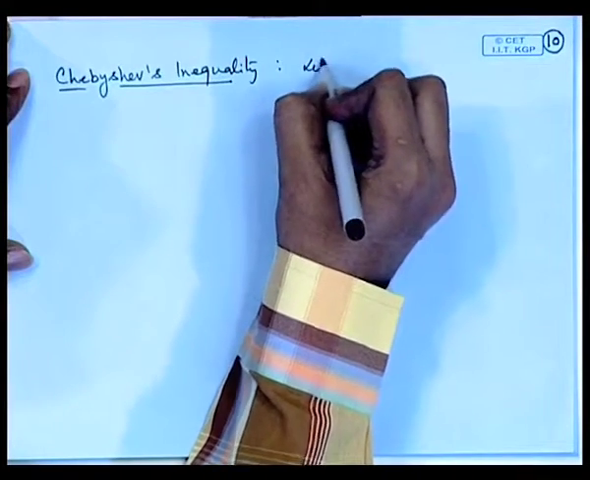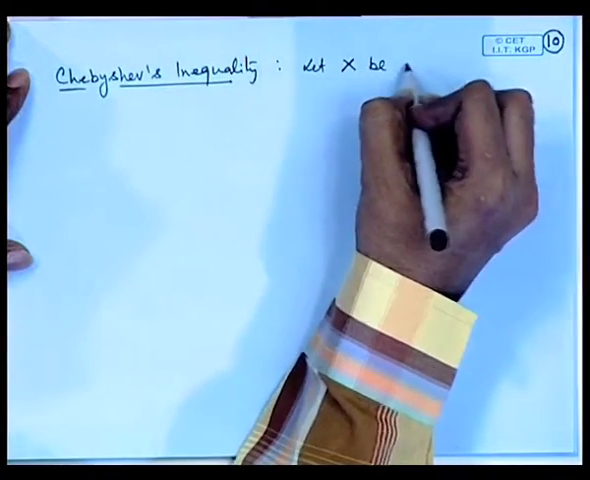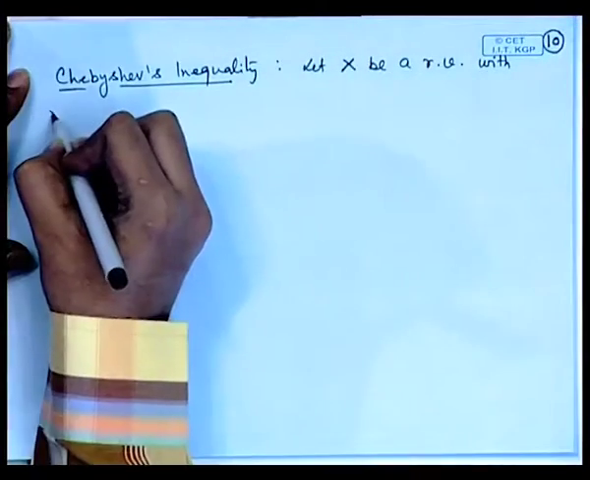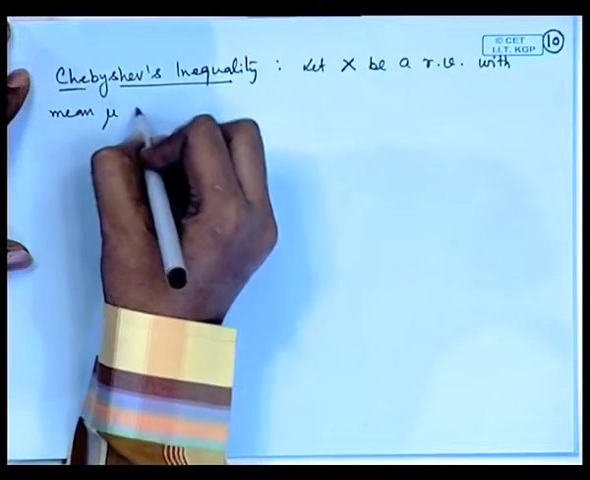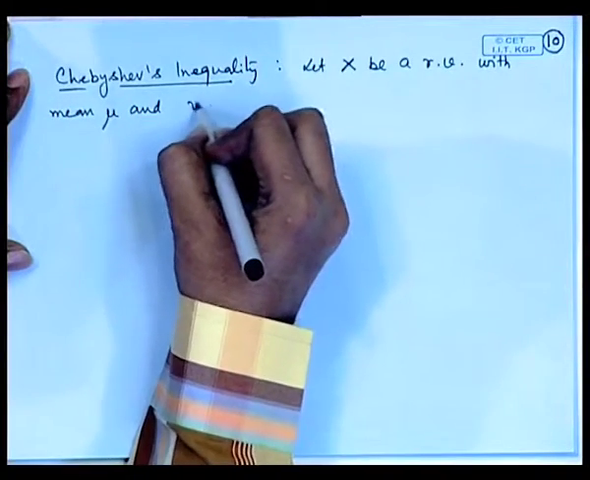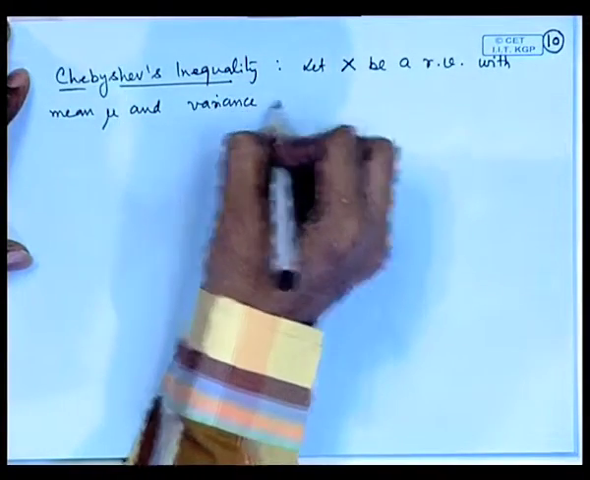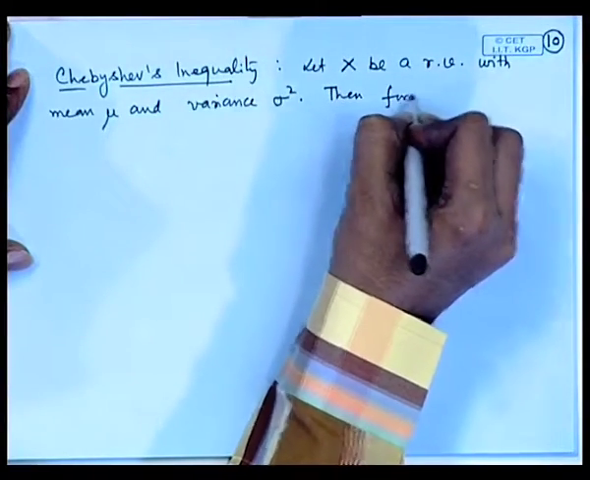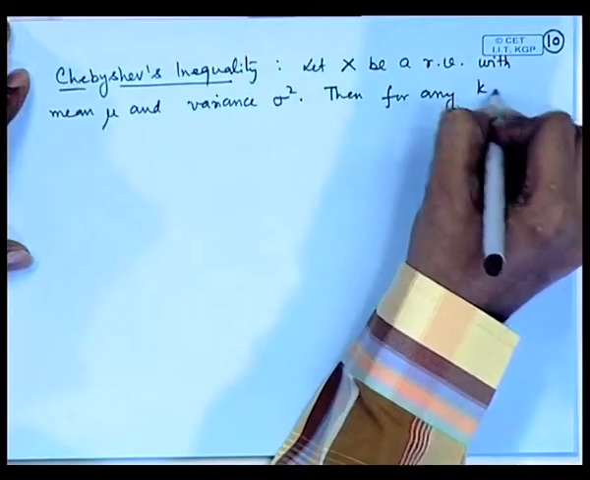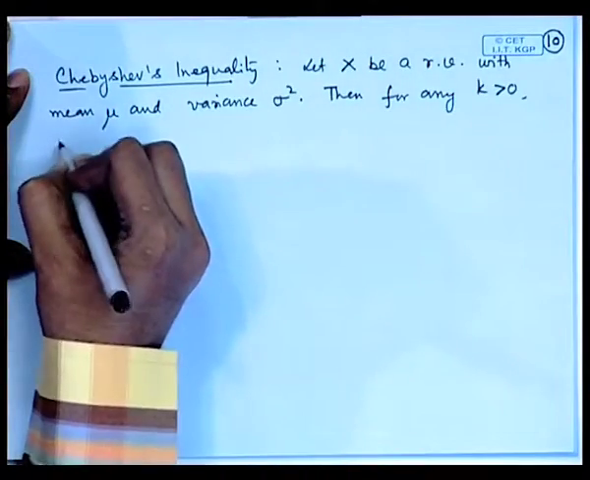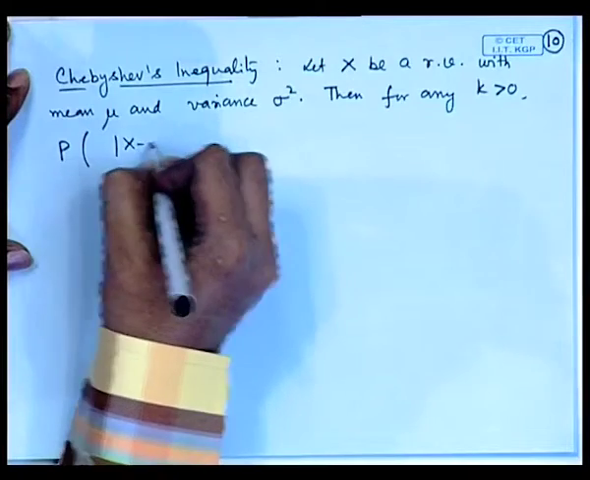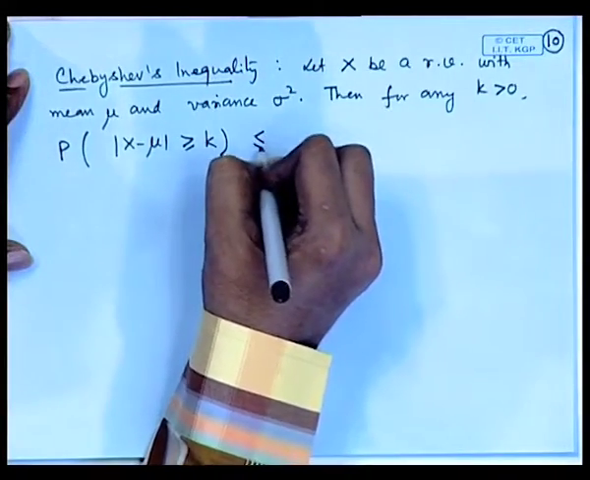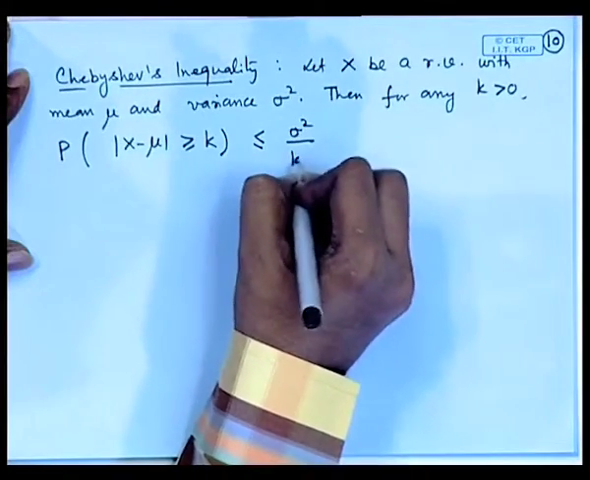Let x be a random variable with mean mu and variance sigma square. Then for any k positive, probability of modulus x minus mu greater than or equal to k is less than or equal to sigma square by k square.